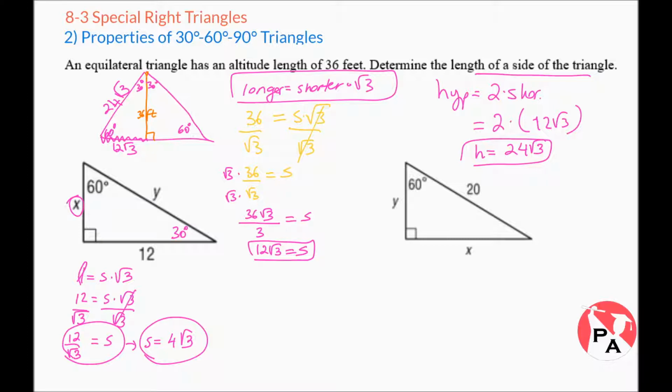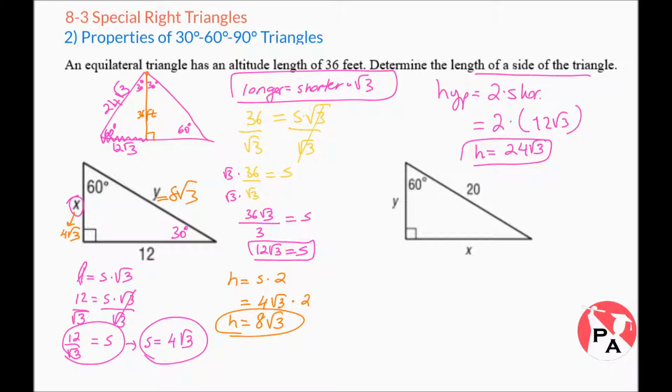And when we know the length of the shorter leg, we can figure out the hypotenuse. The hypotenuse is equal to shorter times 2. So the shorter leg is 4 radical 3. We're going to times this by 2. The like terms are 4 and 2. We multiply them. We get 8 times radical 3 for the hypotenuse. So y equals 8 radical 3. X equals 4 radical 3. This one right here is equal to 4 radical 3.